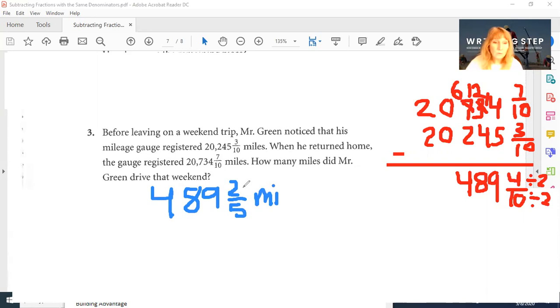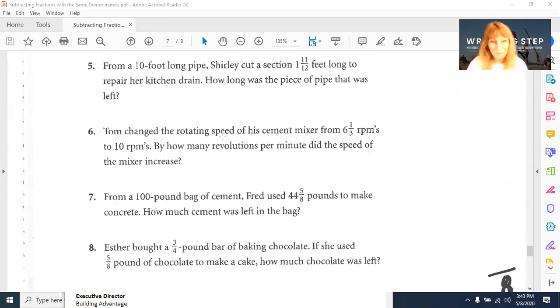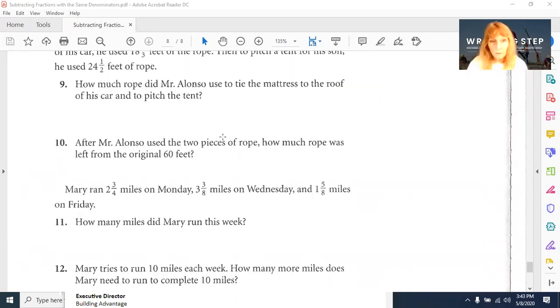So that's the answer to word problem number 3. I want to do just 2 more, number 13 and number 14. And again, a good way to learn is to pause the video, try them first, and then watch me do them and see if you got them right. If you want to do that, feel free to do that.